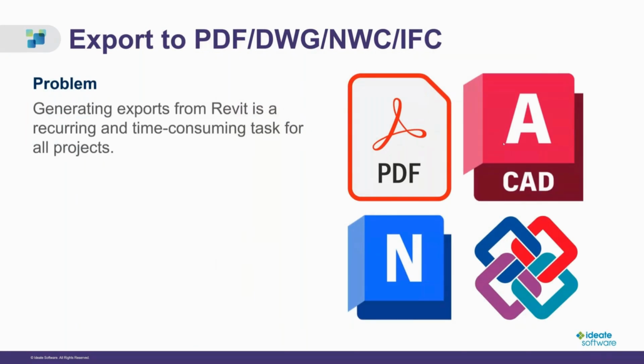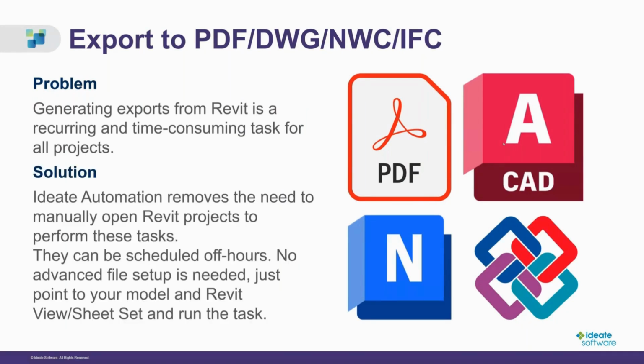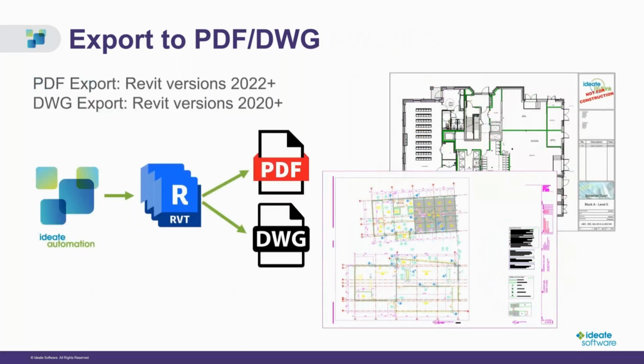So the problem as we see it is really all about time. What do you want to spend your time doing? We know that these exports are time consuming. They're always going to have to happen. So our solution removes the need to manually open all those files. You can do them off hours. You don't have to do a whole lot of crazy advanced setup. And in talking specifically about exporting for PDF and DWG, we want to make it very clear that we're not using Revit's print function. We're using the export function.